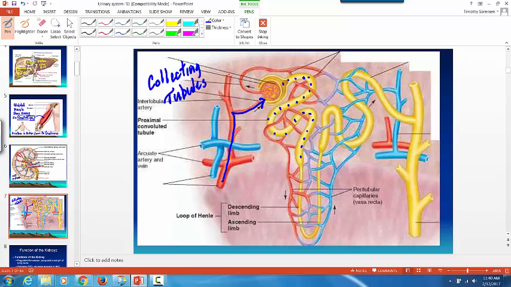And whatever is not filtered then leaves the glomerulus. And then this artery, called the efferent arteriole, efferent meaning away, forms a network of capillaries surrounding the little collection tubules. And those little capillaries are called peritubular capillaries.